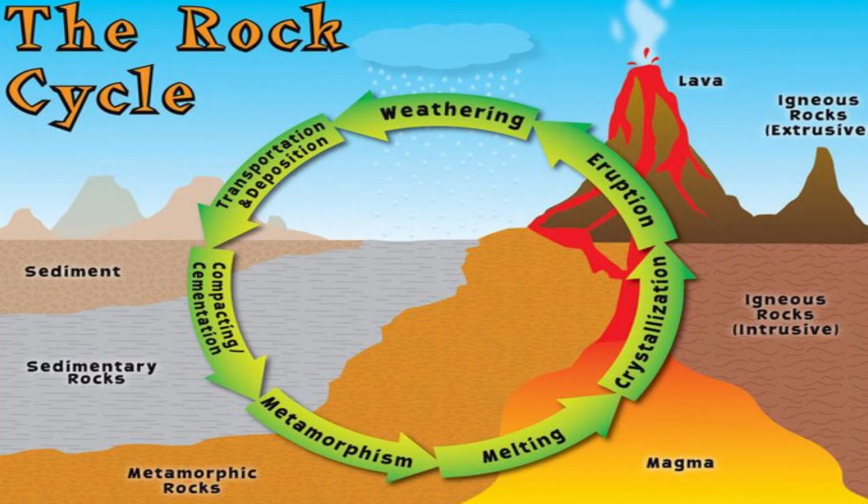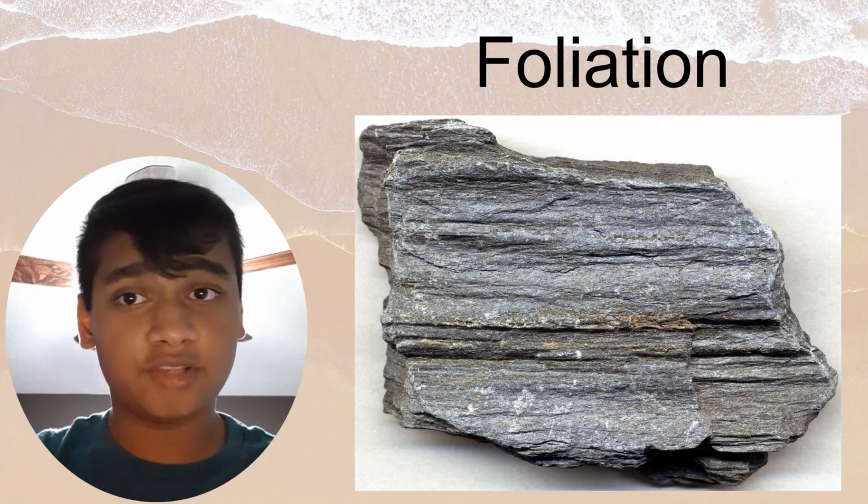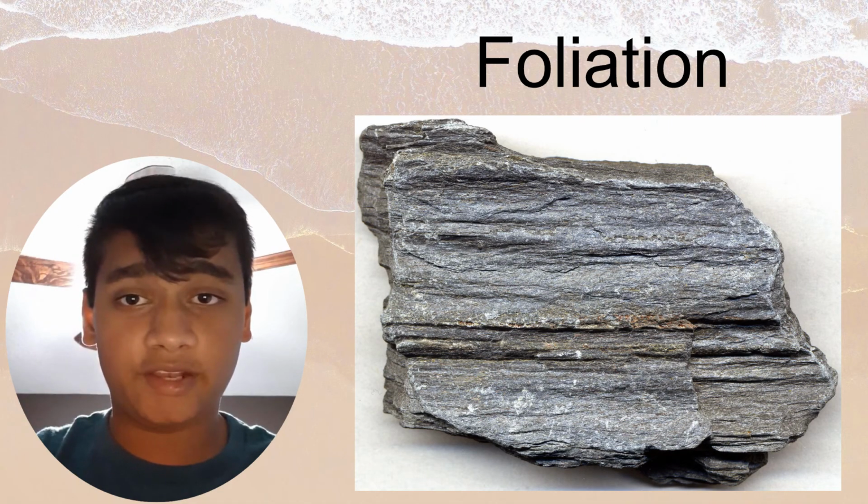Once these igneous rocks are weathered by wind and water, they are carried away, and once these fragments clump together and have some overlying pressure, they become sedimentary rocks. Once the sedimentary rocks undergo extreme pressure and temperature, they become metamorphic rocks. And these metamorphic rocks can have bands of similar colored minerals, causing the rock to be foliated.